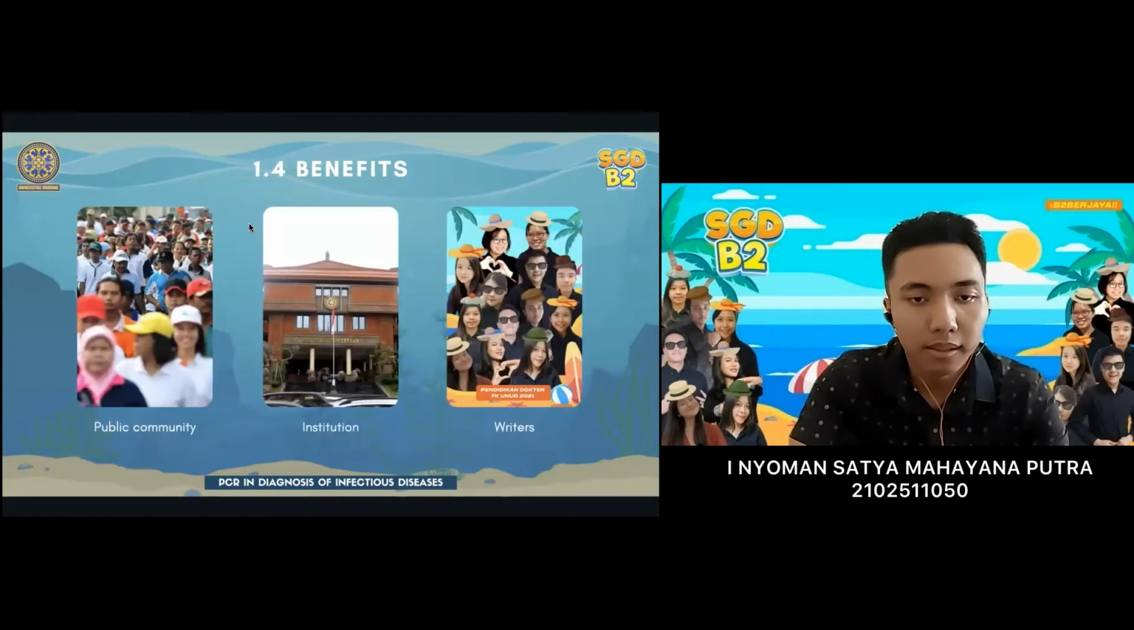Next. Benefits. First, for the public community: to educate the public about PCR and its uniqueness, and to increase public knowledge about type of disease that use PCR. Second, for the institution: to add a source of knowledge about the PCR test and as a learning material to introduce students to the type of disease that use PCR result, especially in COVID-19 pandemic situation.